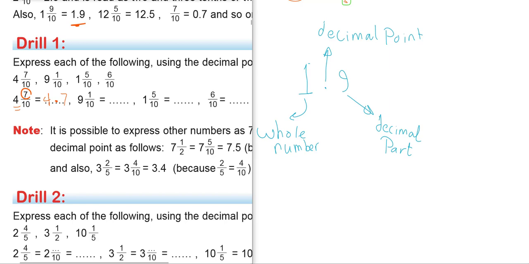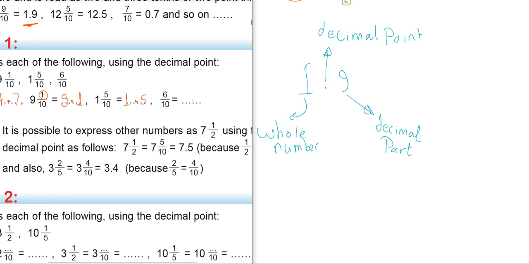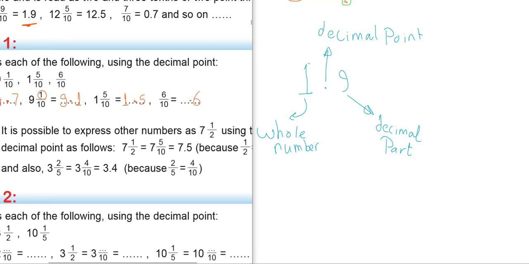Next one, here we have in the numerator 1 and 10 in the denominator. So put the decimal point. Start from the right. Here we have in the numerator 1, so put 1 to the right of the decimal point. Then the whole number goes to the left. Now here we have 10 in the denominator. Put the decimal point. Here we have 5. Then the whole number equals 1. The last one: here we have the decimal point, 6 on the right, and 0 because there is no whole number.